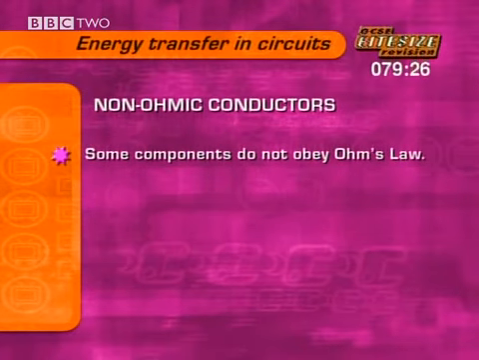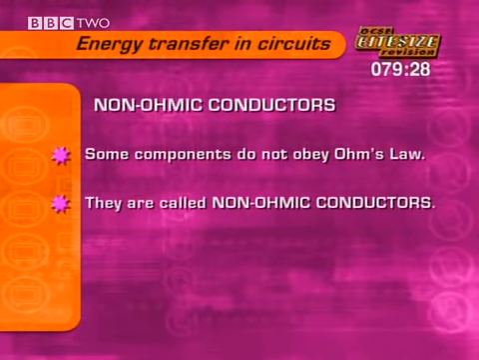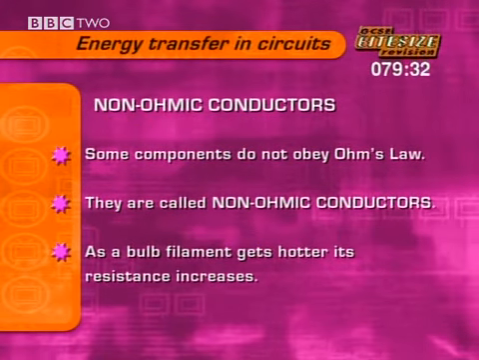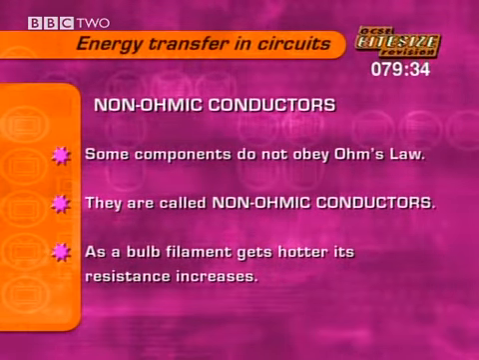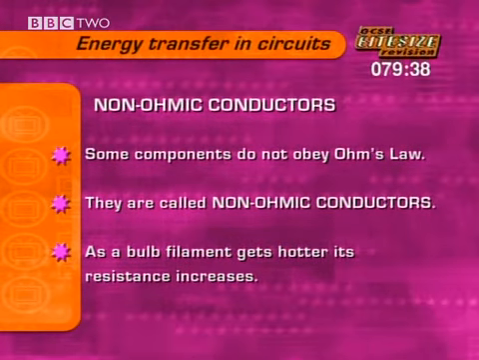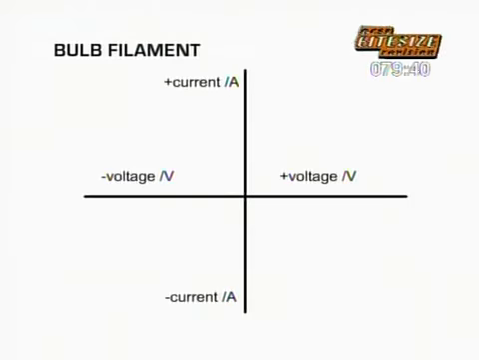Some components do not obey Ohm's law. They're called non-ohmic conductors. A bulb filament is a non-ohmic conductor. As the voltage across a bulb filament increases, it gets hotter and its resistance increases. A current voltage graph for a bulb filament curves downwards as the voltage increases. That's because the resistance is increasing and reducing the rate of increase of the current.